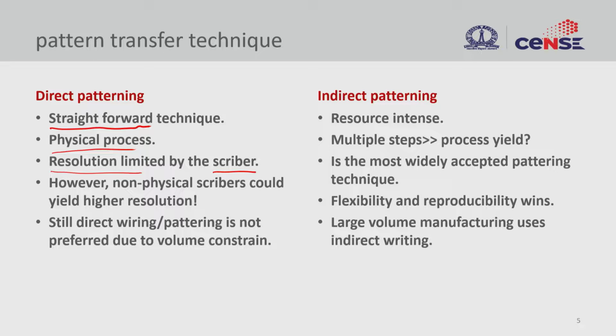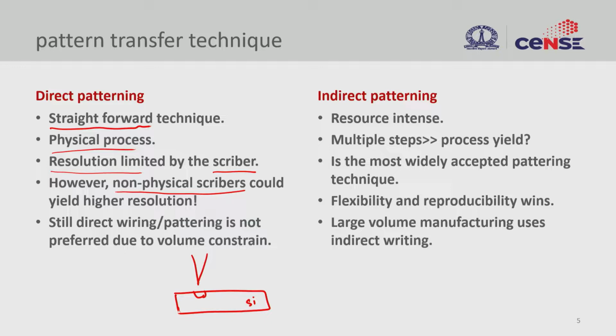So this physical process is very destructive. So it's a destructive process, right? That is the reason why it can result in some damage to the structure that you are actually defining, right? So a non-physical scriber could give you a better resolution. For instance, an ion beam, right? So if I use an ion beam, and this ion beam can interact with the substrate and then pattern the substrate, right? And this is non-contact, right? And this non-contact technique could yield slightly higher resolution.